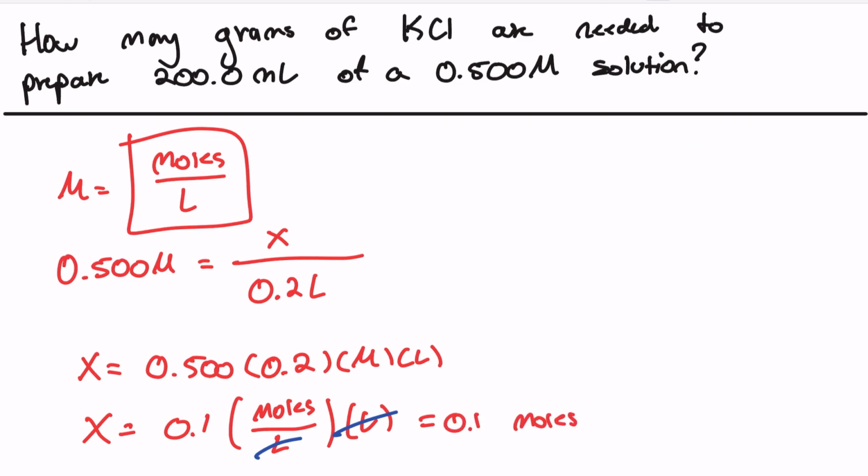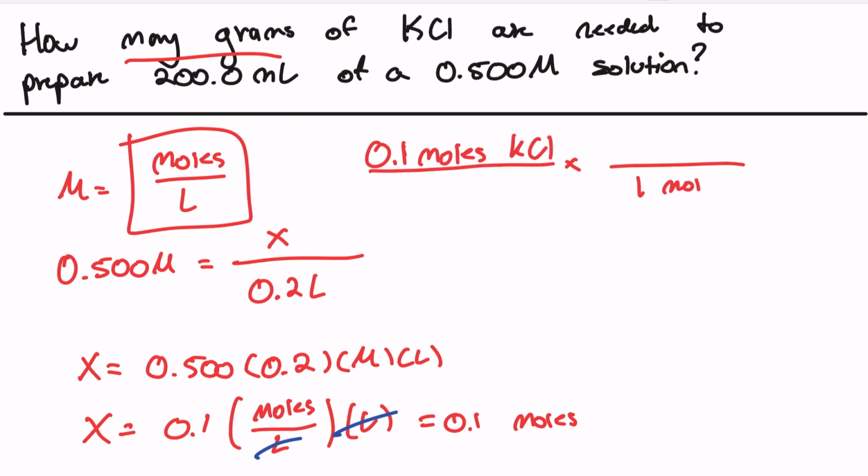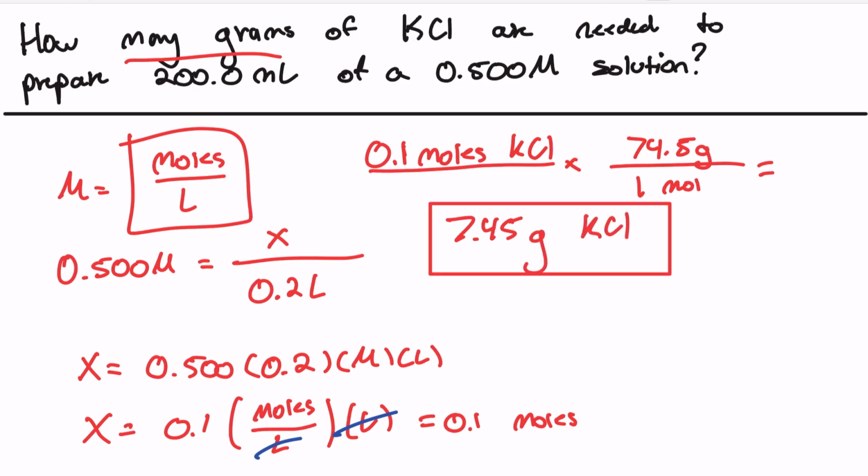Make sure you don't get high on happiness and stop here. It asks us for grams, not moles, so we still need to do a stoichiometric conversion to get moles of KCl into grams of KCl. The molar mass will be 74.5 grams per mole, and that will give me a final answer of 7.45 grams of KCl. So I hope that both of those example problems have shown you the usefulness of these equations.